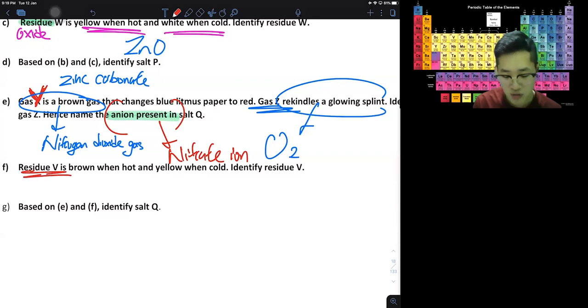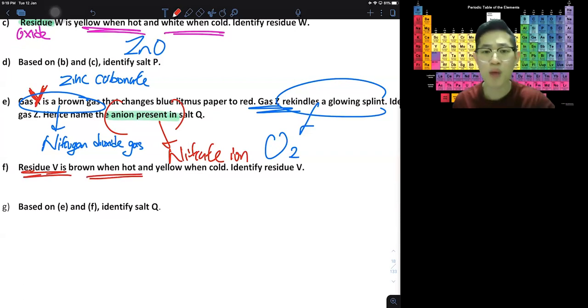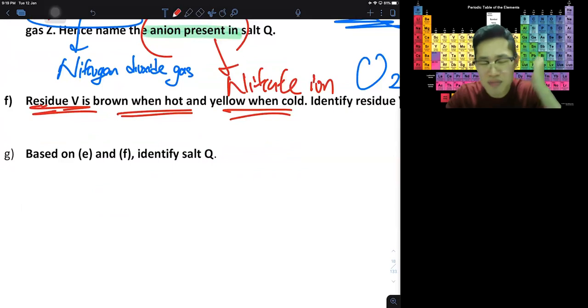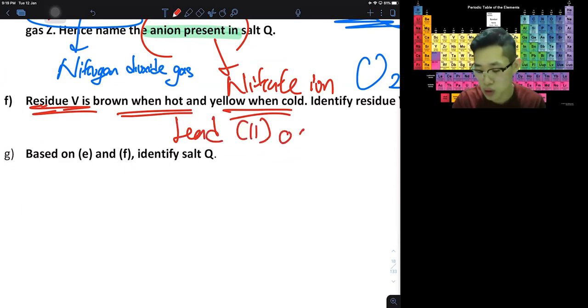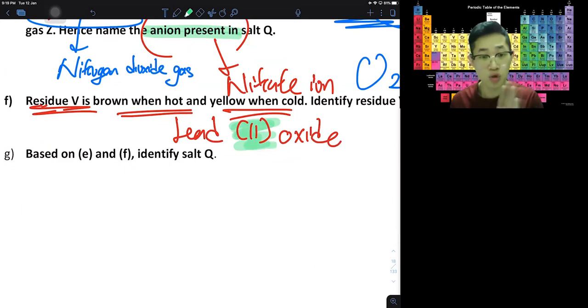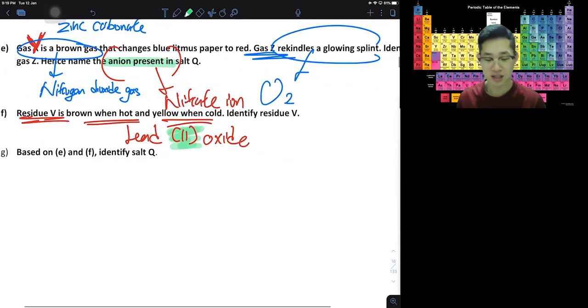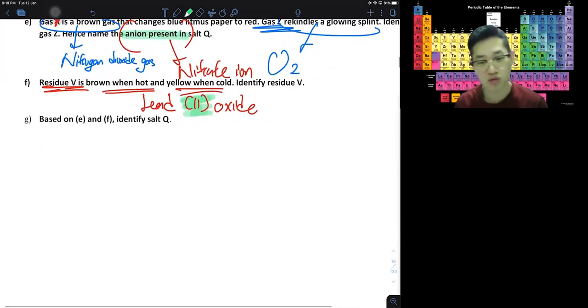Residue V, the metal oxide is brown when hot, yellow when cold. You see, this is the one that always comes out in the exam. If you haven't remembered this one, please remember this. This is lead(II) oxide. Don't write lead oxide, write lead(II) oxide. No (II), I minus your 2 marks.